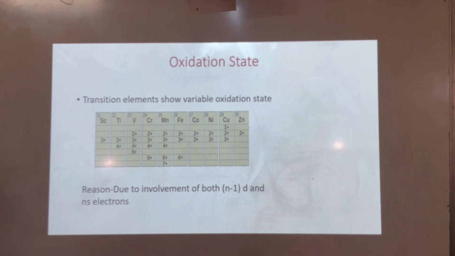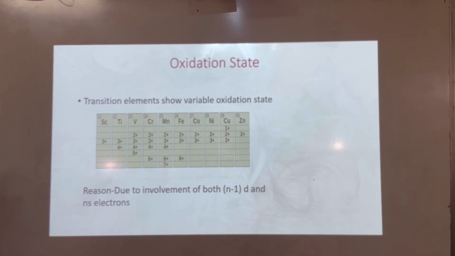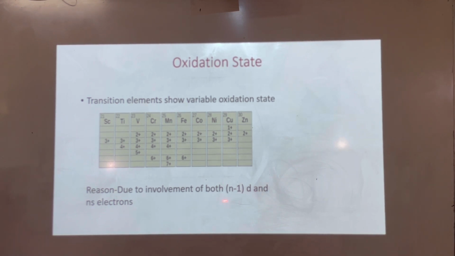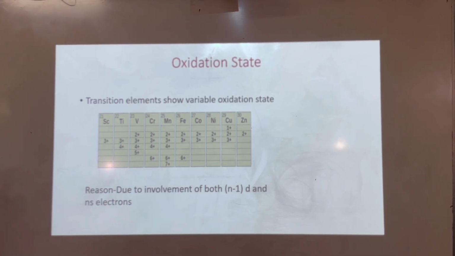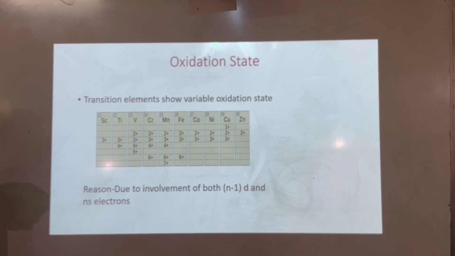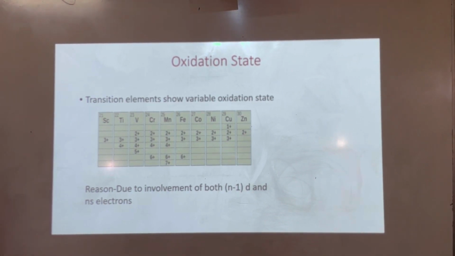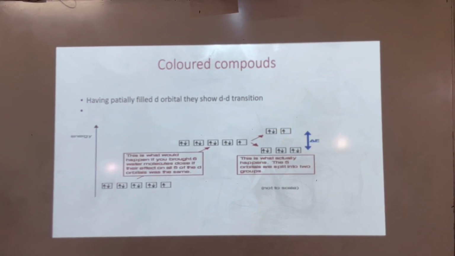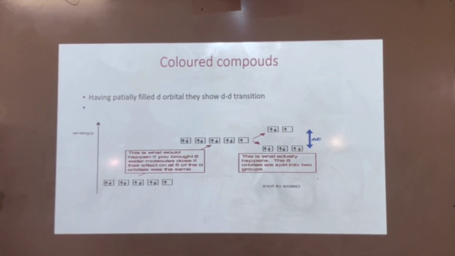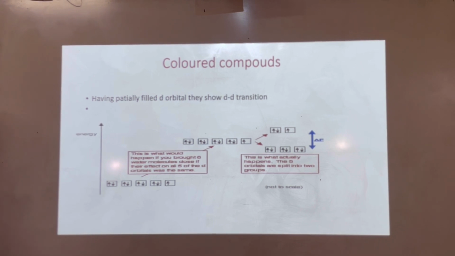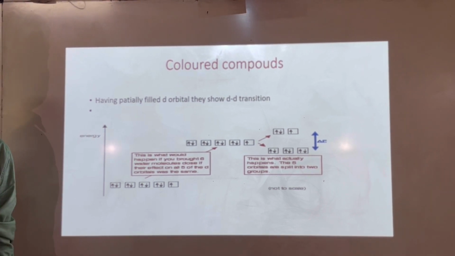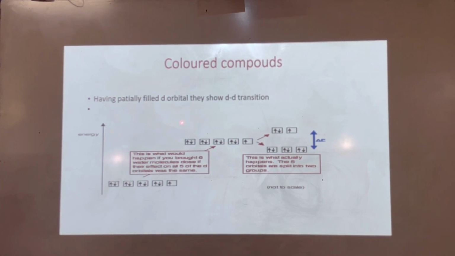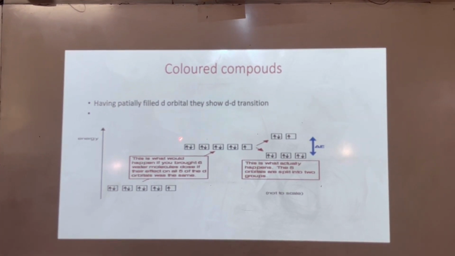The reason is that there is the involvement of both (n-1)d and ns electrons, that's why the transition elements show variable oxidation states. Next property, that is colored compounds. Transition elements form colored complexes. Now the key answer is that they show color due to d-d transition.